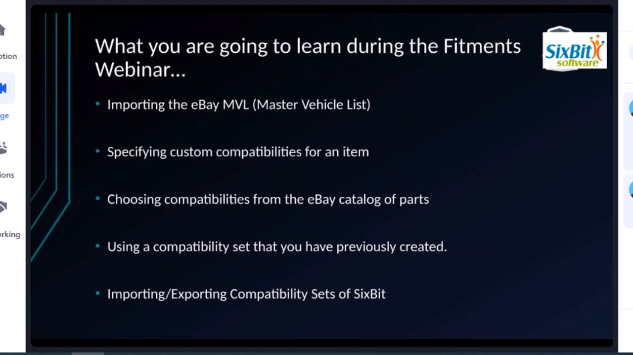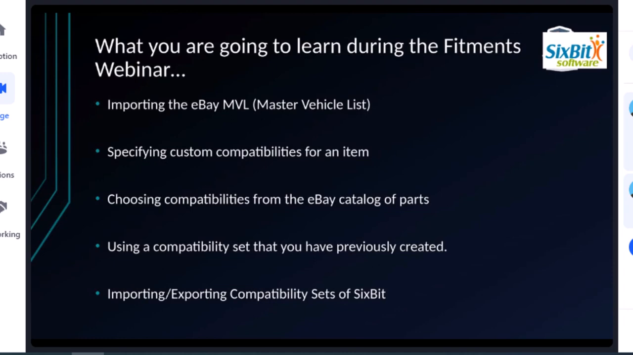All right, so what we're going to cover in the webinar today, we're going to first start out with the beginning stages, basically importing the eBay master vehicle list. That's the first step in SixBit prior to creating fitments for your items. And then we're going to step through creating some custom compatibilities for your items. We're going to show creating your compatibility sets manually from scratch, and then setting that compatibility or updating your items to use that compatibility as well.